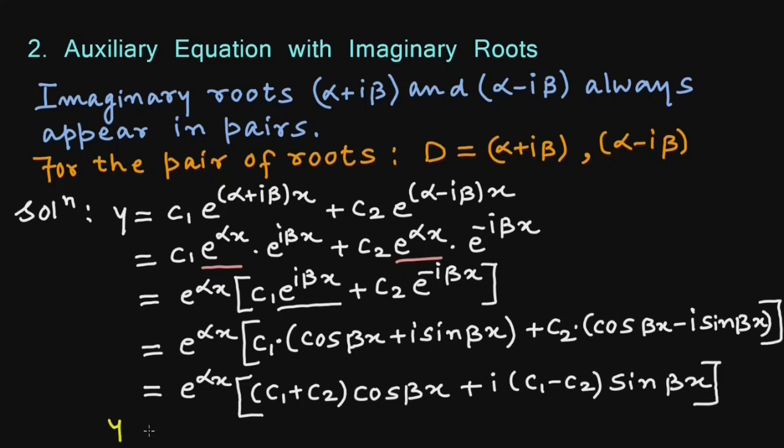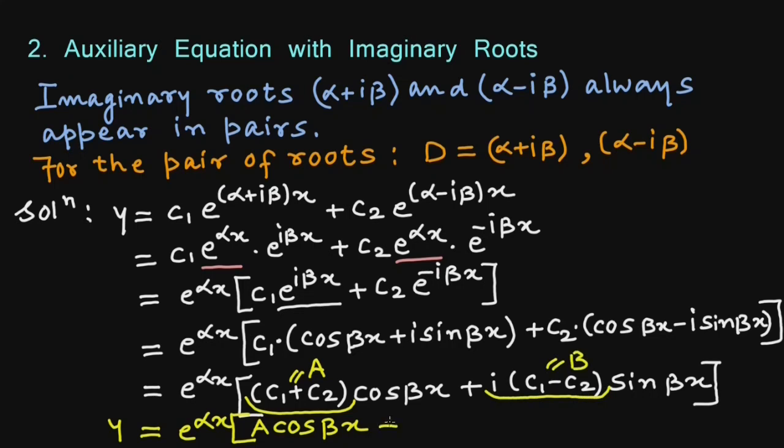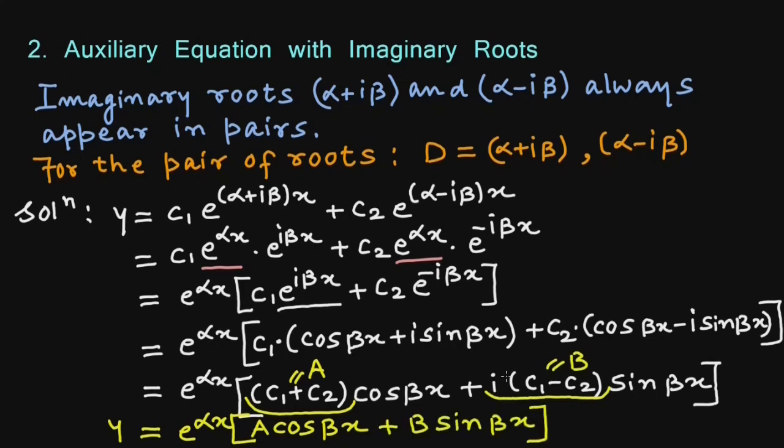So the final solution of the differential equation will be y equals e raised to alpha x into, substituting for c1 plus c2 as A, this is A cos beta x, and substituting for i times c1 minus c2 equals B, this is B sin beta x. It should be noted that the complex number iota, being a number, has been included in this B. So therefore there is no presence of iota in this final solution, even though the roots are imaginary.